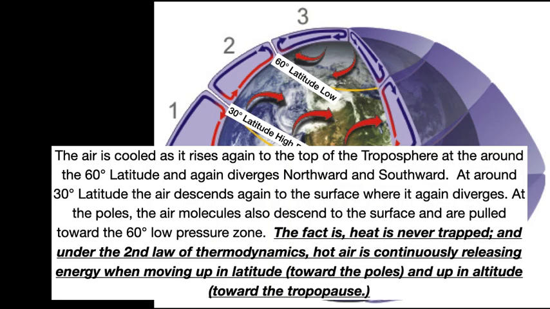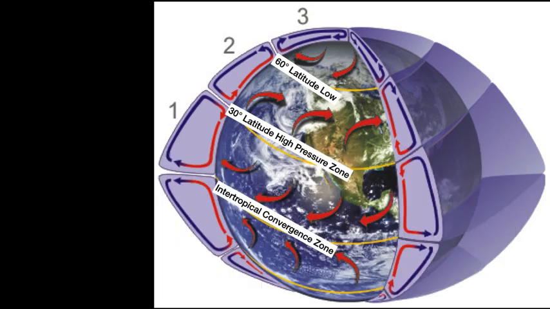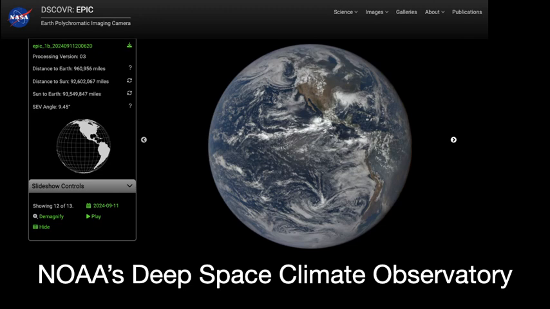The air is cooled as it rises again to the top of the troposphere at around 60 degrees latitude and again diverges northward and southward. At around 30 degrees latitude, the air descends again to the surface where it again diverges. At the poles, there's a high pressure and the air molecules descend to the surface and are pulled toward the 60-degree low pressure zone. The fact is, heat is never trapped. And under the second law of thermodynamics, hot air is continuously releasing energy when moving up in latitude toward the poles and up in altitude toward the tropopause. Turns out we don't actually live in a greenhouse.